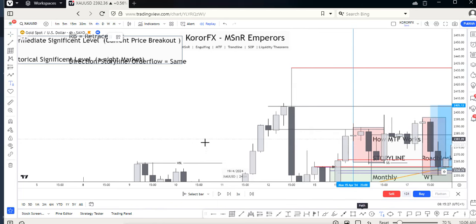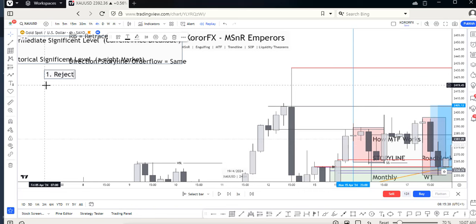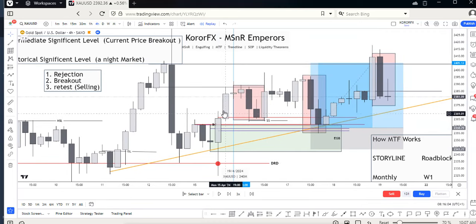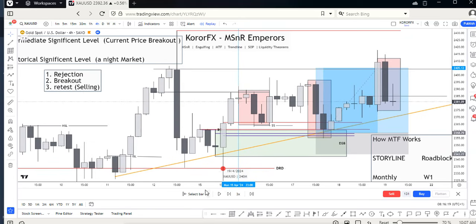If he's a Malaysian SNR trader, firstly the rejection that he found in the daily, then the breakout that has happened on H4, and the other one is the retest. The retest is where he was selling. The rejection is here on the daily, then price moved up, breaking here, and then price moved down. Why did he not enter here? Because there is no SNR level here, so he was waiting for a retest of this level.